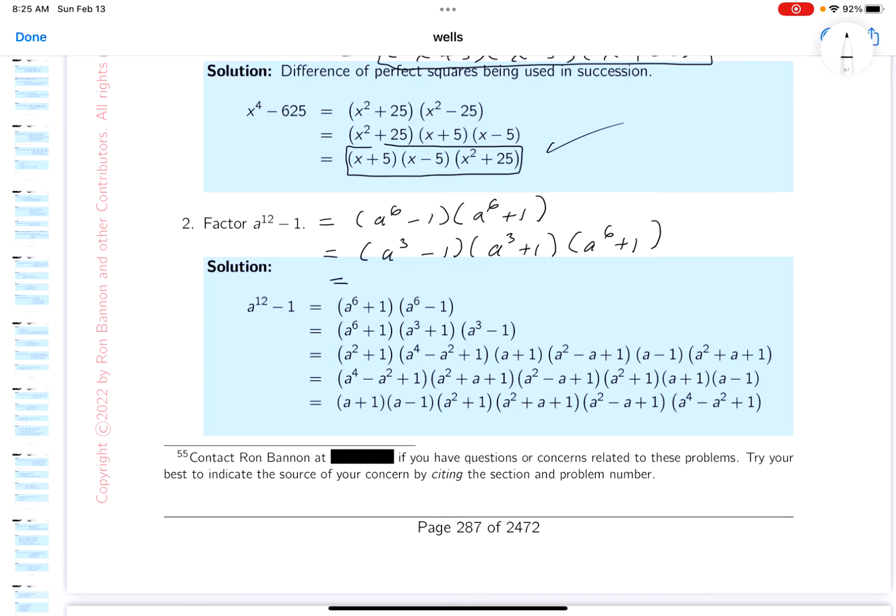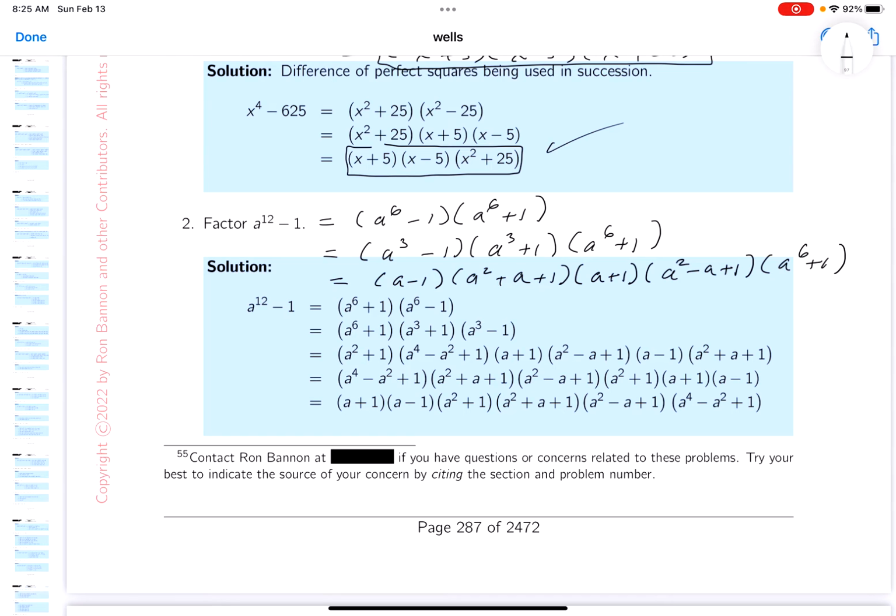And let me write that down for you. This would be a minus 1. I'm doing the first factor, which is a cubed minus 1, and factoring it. And that would be then a squared plus a plus 1. Let me do the second factor, and that's the sum of perfect cubes. That's going to be a plus 1 times a squared minus a plus 1. And last but not least, you get a^6 plus 1.